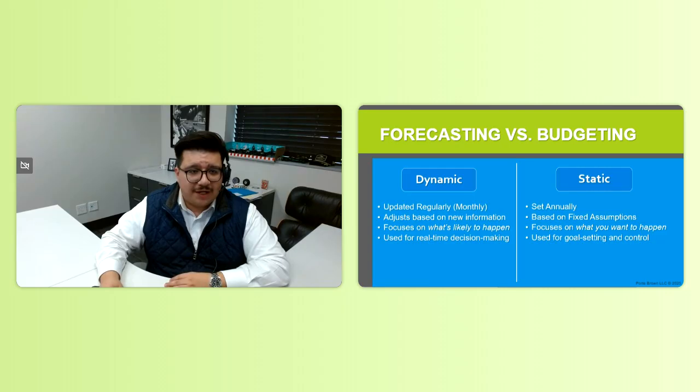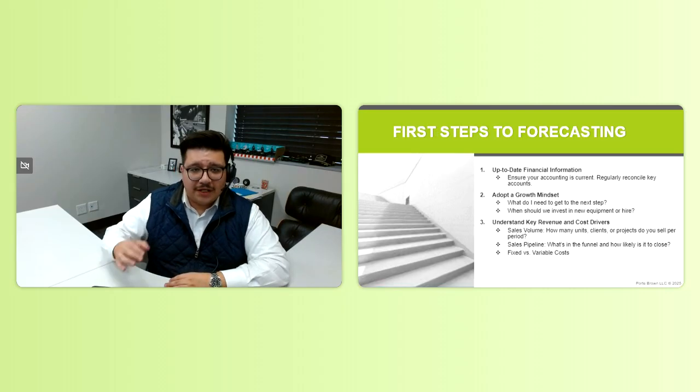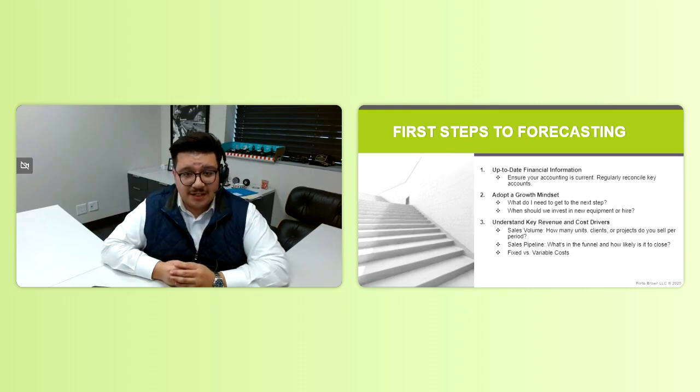So that's the difference between forecasting and budgeting. We're going to go into the first steps into forecasting, because it is a different mindset compared to budgeting or just doing day-to-day accounting.